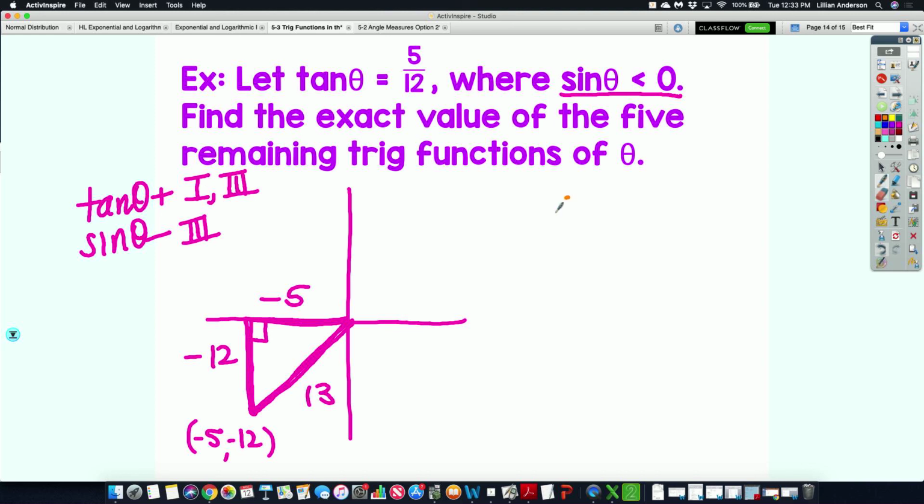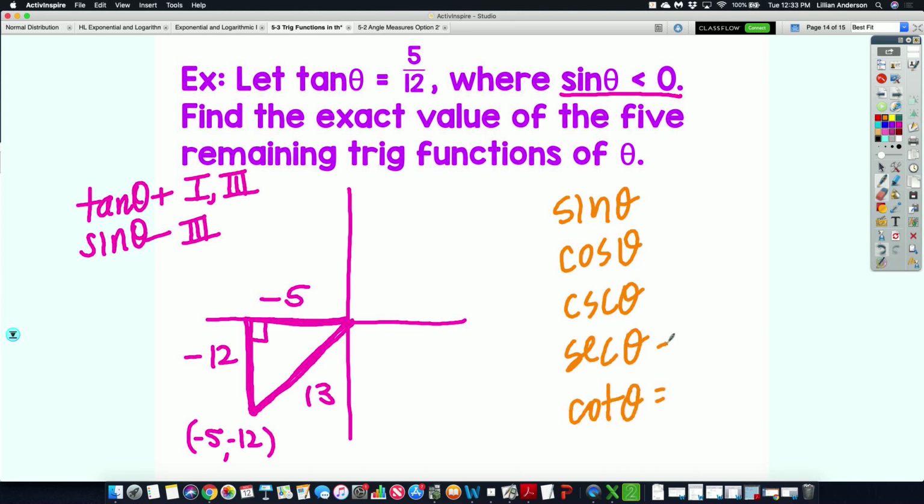So when I do my remaining 5 trig functions of sine, cosine, cosecant, secant, and cotangent, I have all my information to do so. But the main thing was that I needed to know which quadrant I was in to make sure I don't mess up on the signs.